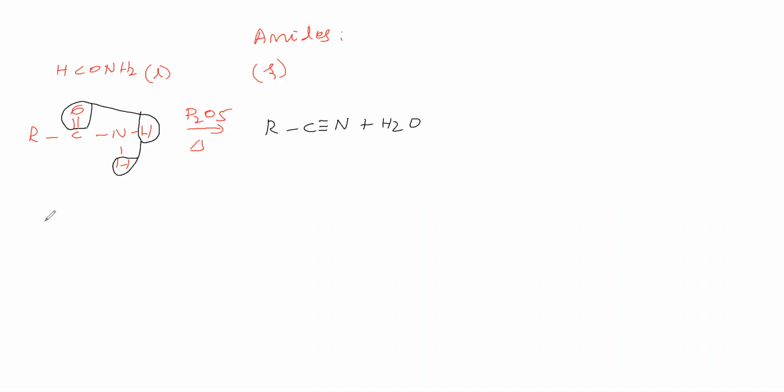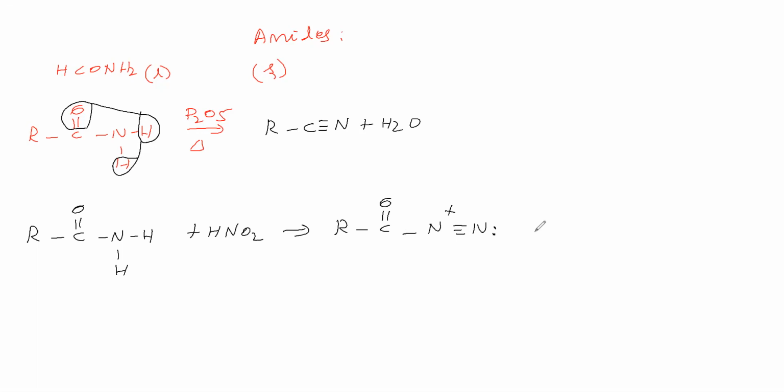Then this primary amide is taken for reaction with nitrous acid. Nitrous acid, in the sense, converts the NH2 group into diazonium. Then this diazonium is unstable, therefore it will react with water. Water oxygen has 2 lone pairs.